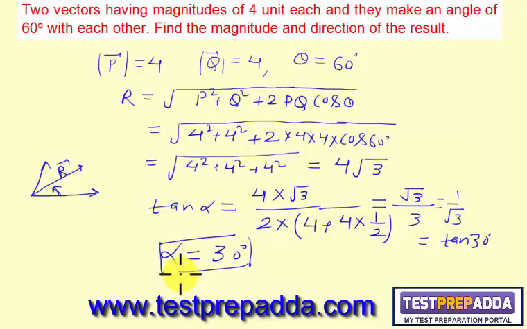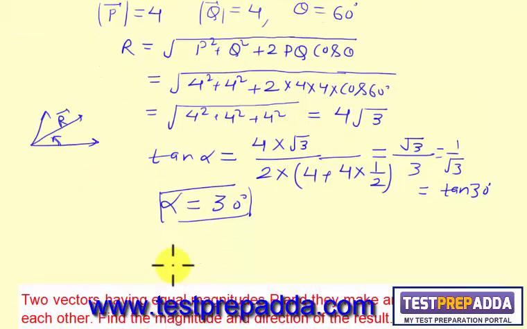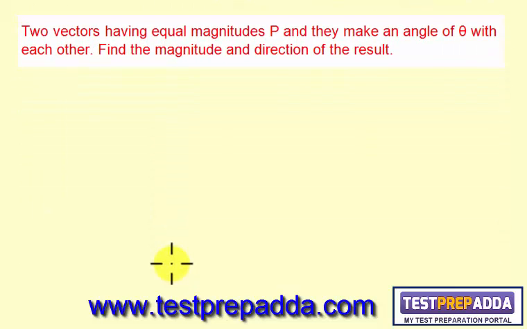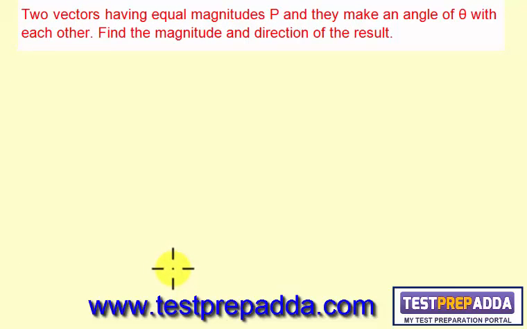Now I'll generalize this question, since here I have given you values, magnitudes of 4 units. If I generalize this, for example, I'll take this question where it says two vectors having equal magnitudes of P make an angle of theta with each other. Find the magnitude and the direction of the resultant.